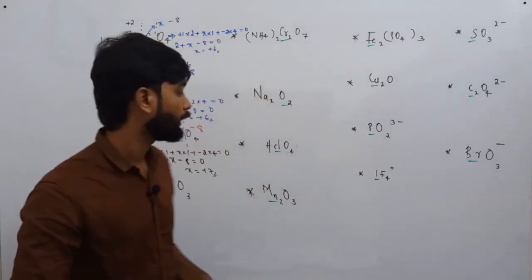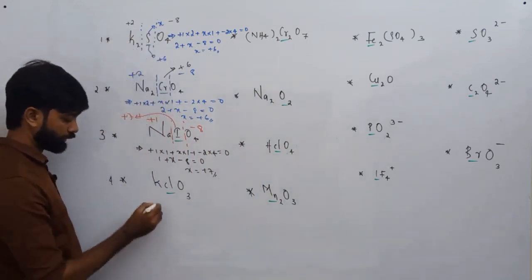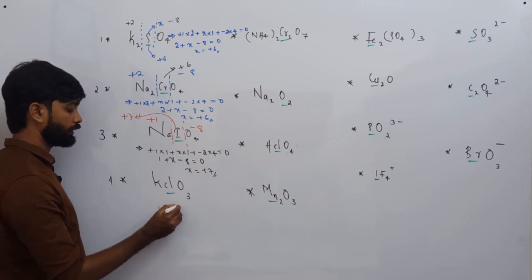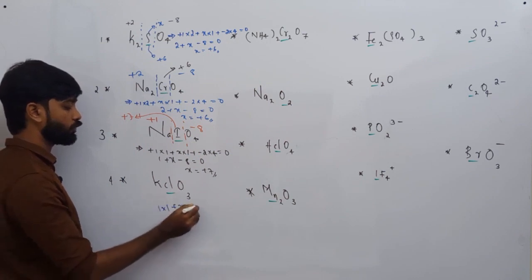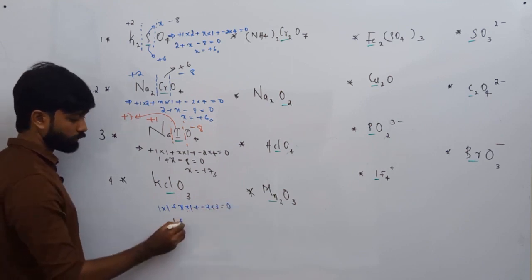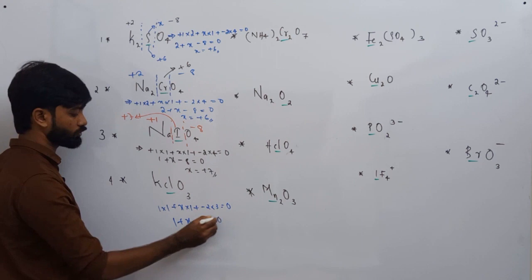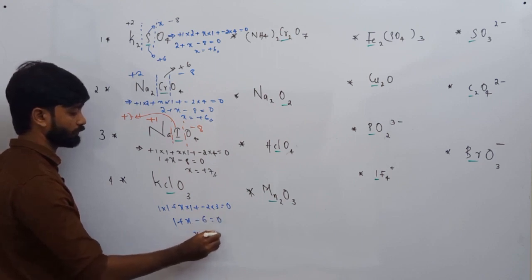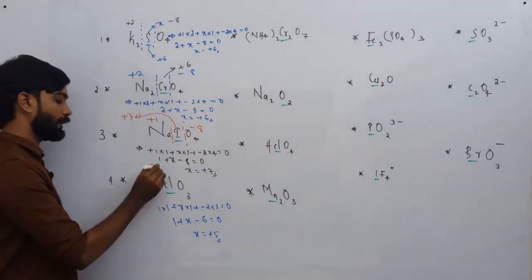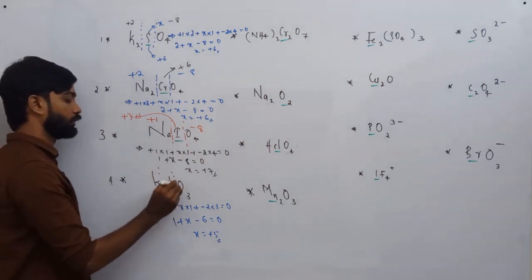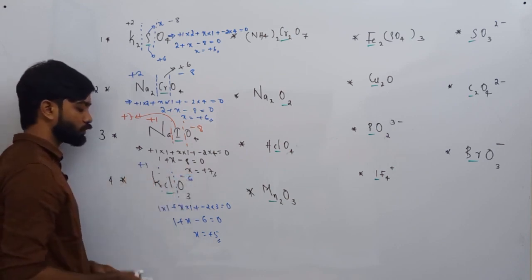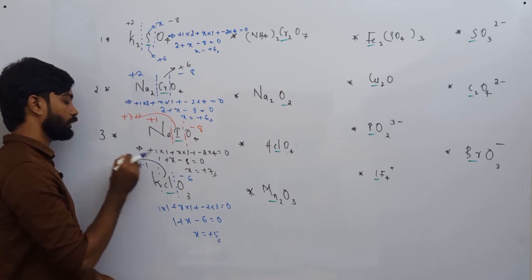Is it okay? Fine. Next, KClO3. So potassium +1 into 1 plus the chlorine X into 1 plus -2 into 3, and the answer is equal to 0. So 1 plus X minus 6 is equal to 0. So X is equal to +5. Or by splitting, 3 oxygen -6, 1 potassium +1. So the excess charge is -5, and that is offered by your chlorine as +5.